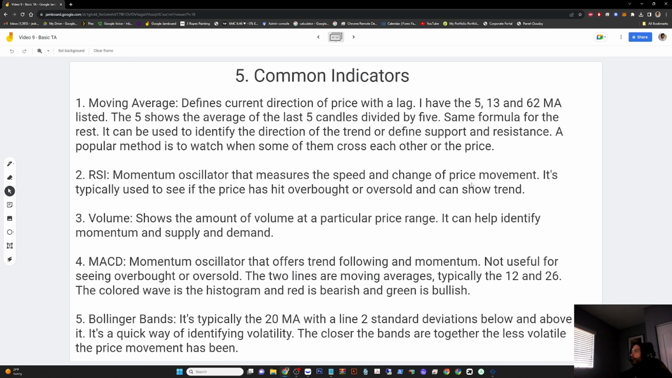One, moving average defines current direction of the price with a lag. I have the 5, 13, and 62 MA listed. And when I say MA, that means moving average. The 5 shows the average of the last 5 candles divided by 5. Same formula for the rest. It can be used to identify the direction of the trend or define support and resistance. A popular method is to watch when some of them cross each other or the price.